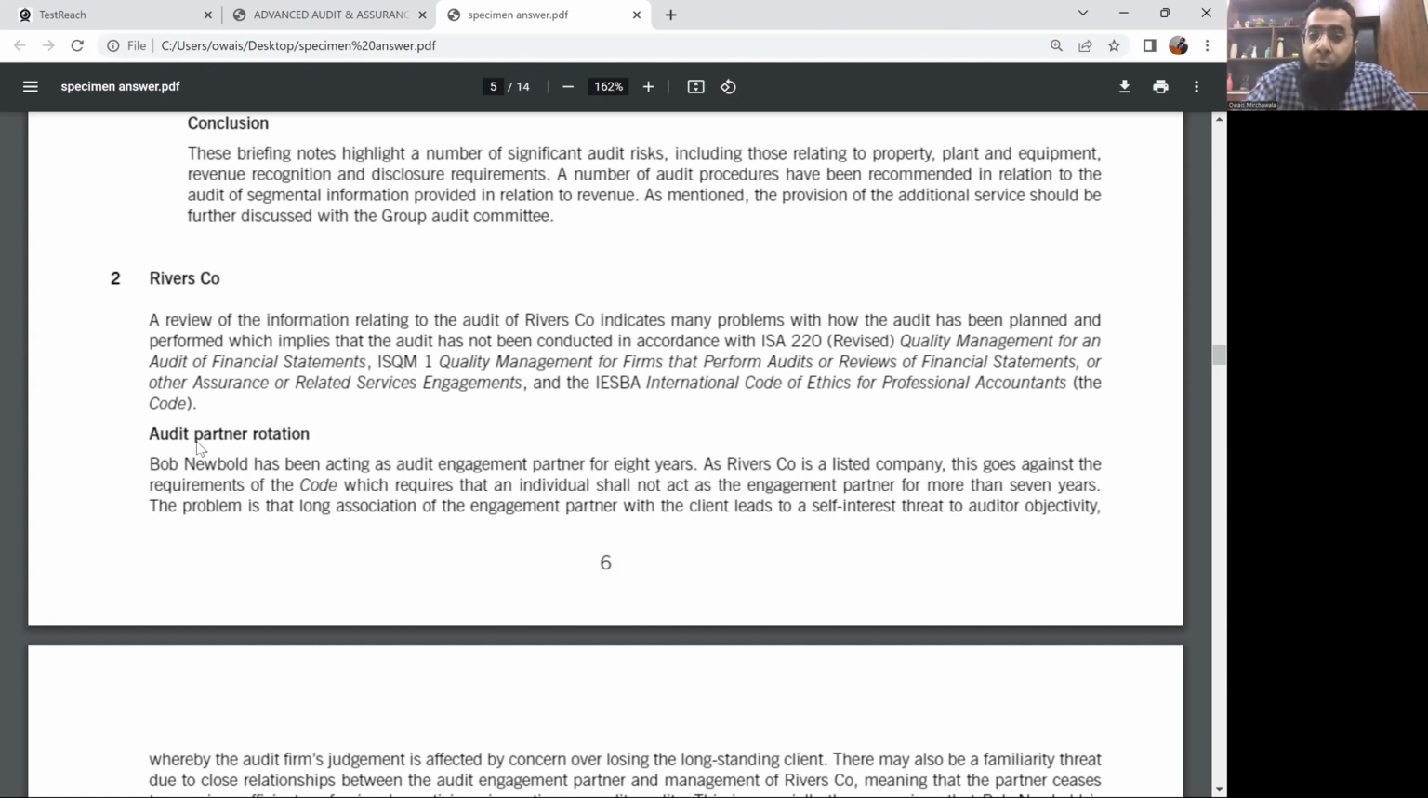Then for audit partner rotation, if you look at the examiner answer, Bob Newbold has been acting as an audit engagement partner for 8 years. As Reverse Company is a listed company, this goes against the requirements of the code, which requires that an individual shall not act as an engagement partner for more than 7 years.